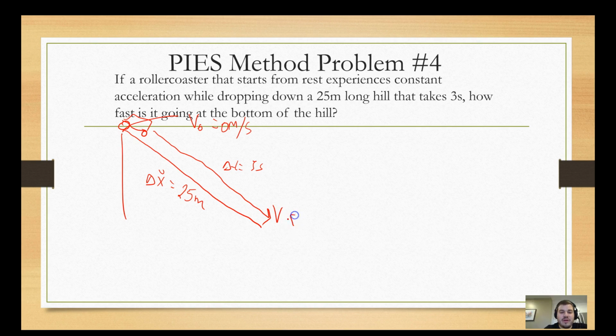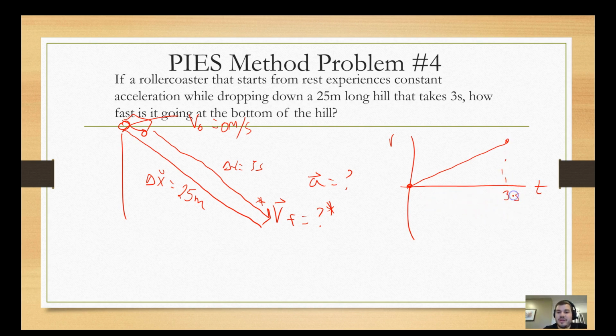We don't know v final, but that's what we want. That's the thing we're trying to find. And we also don't know the acceleration. To model this information on a v-t graph, we'd start from rest and increase our velocity at a constant rate, and the area is 25.